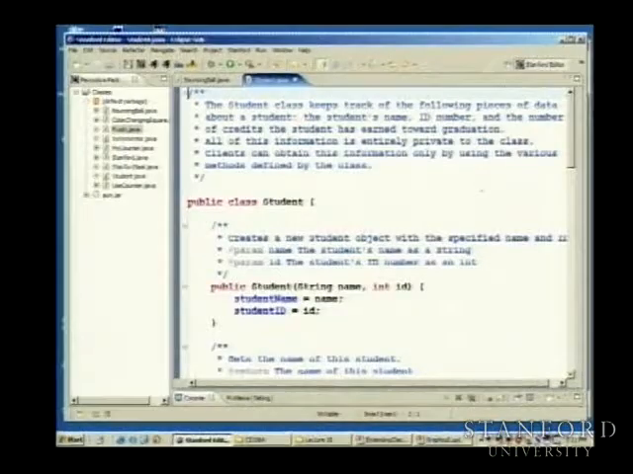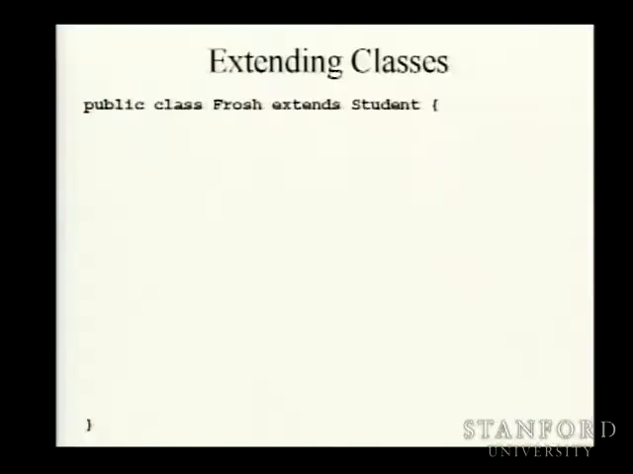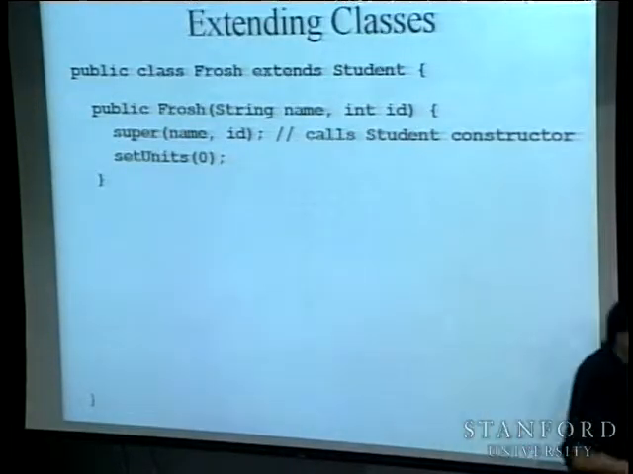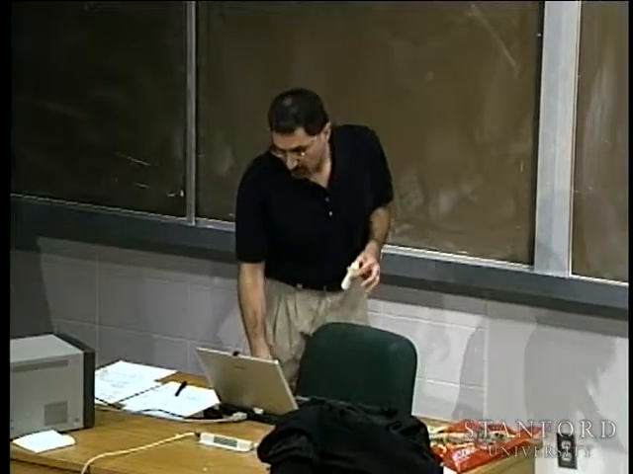So when we come back over here and do our little super dance, what we get is essentially the constructor of a student being called to set up a student. This happens to be a freshman, which is a particular case of student. So we're going to do some additional work by setting the number of units equal to 0. Okay? So that's how we set up the constructor.